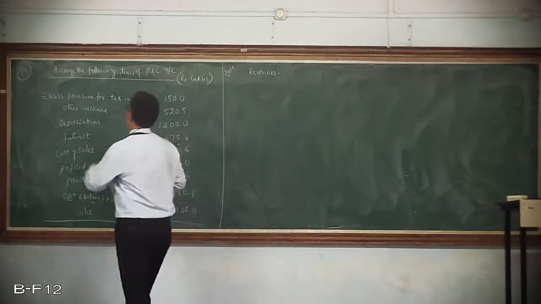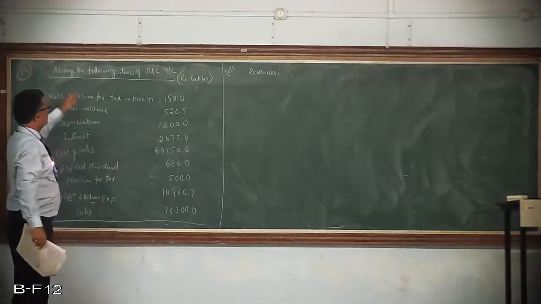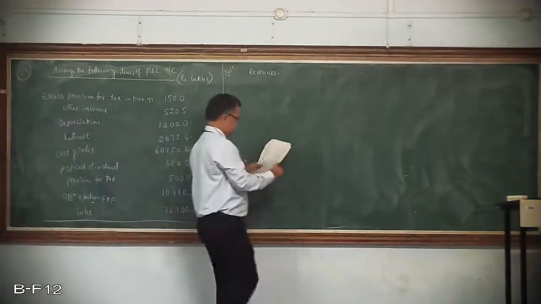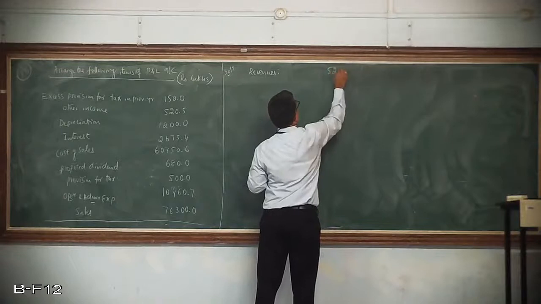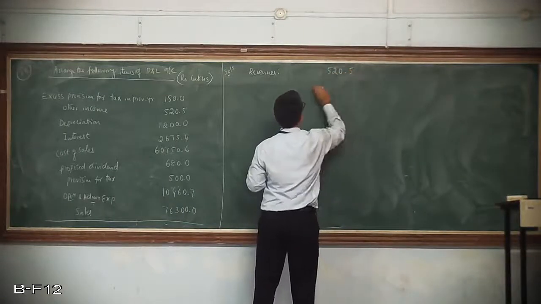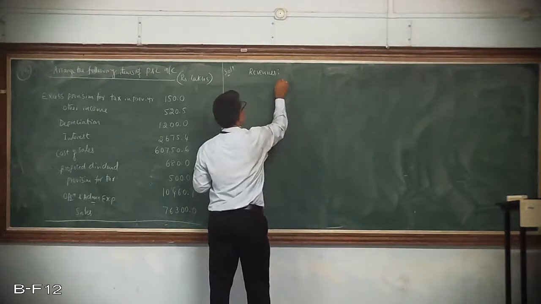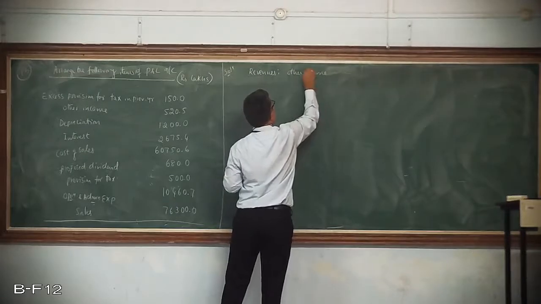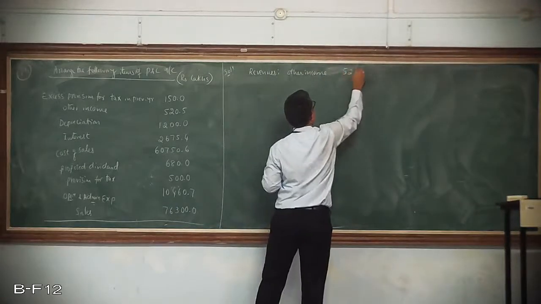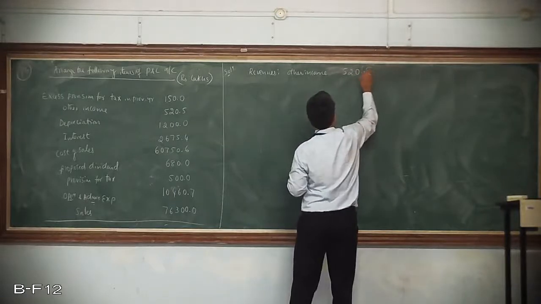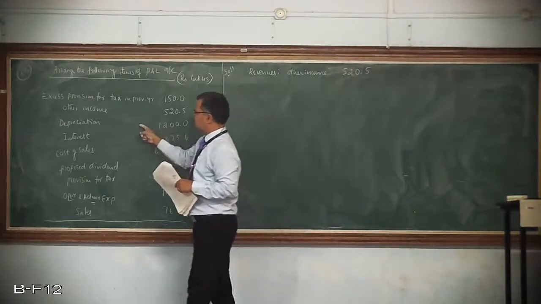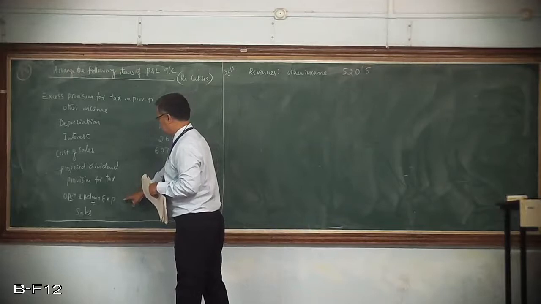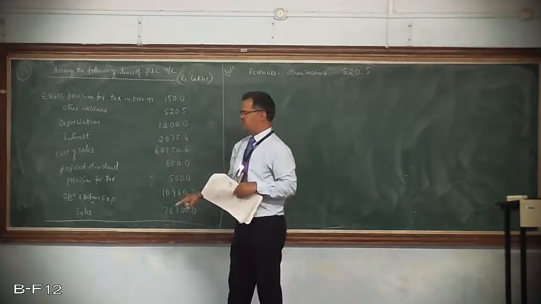Revenue. So here a tax is different, and other income. Okay, other income is a revenue. That is 520.5 lakhs. All the subheadings: other income 520.5 lakhs. Next, depreciation, interest, cost of sales, proposed dividend, tax, expenses. All come under the heading of expenses.